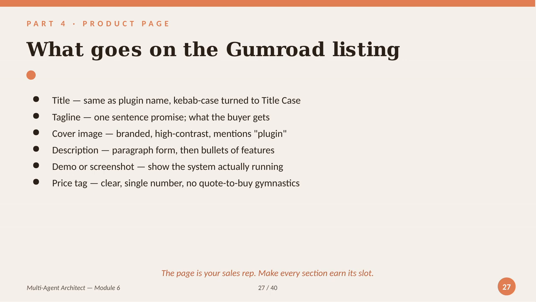Price tag. Clear, single number. No quote-to-buy gymnastics. If the buyer needs to email you to find out what it costs, half of them won't bother. The Gumroad page is your sales rep when you're not in the room. Every section earns its slot. Cut anything that doesn't help the buyer decide.